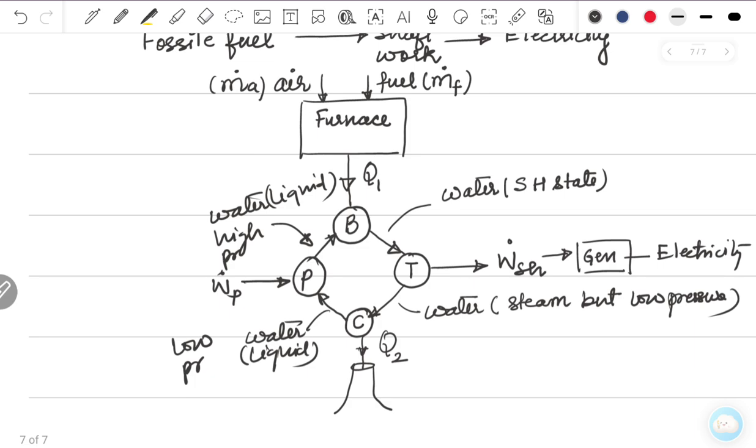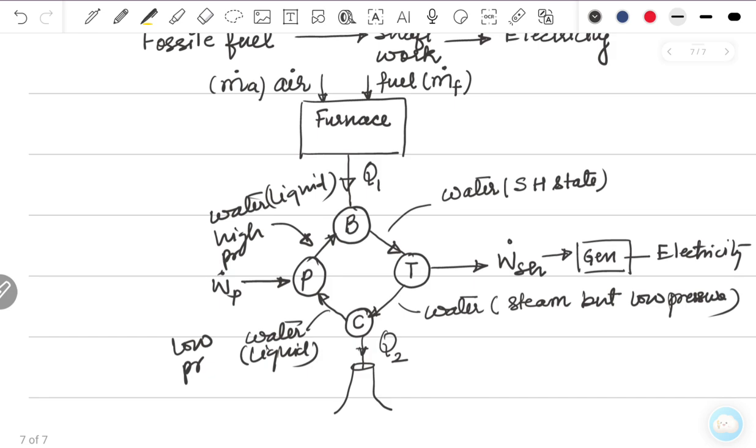So if you look at this closely, what are you doing? You are creating a cycle. And what type of cycle is this? This is basically a closed cycle. A cycle is always closed. But this is what we call a Rankine cycle. We'll talk about the Rankine cycle in detail in the next lecture.